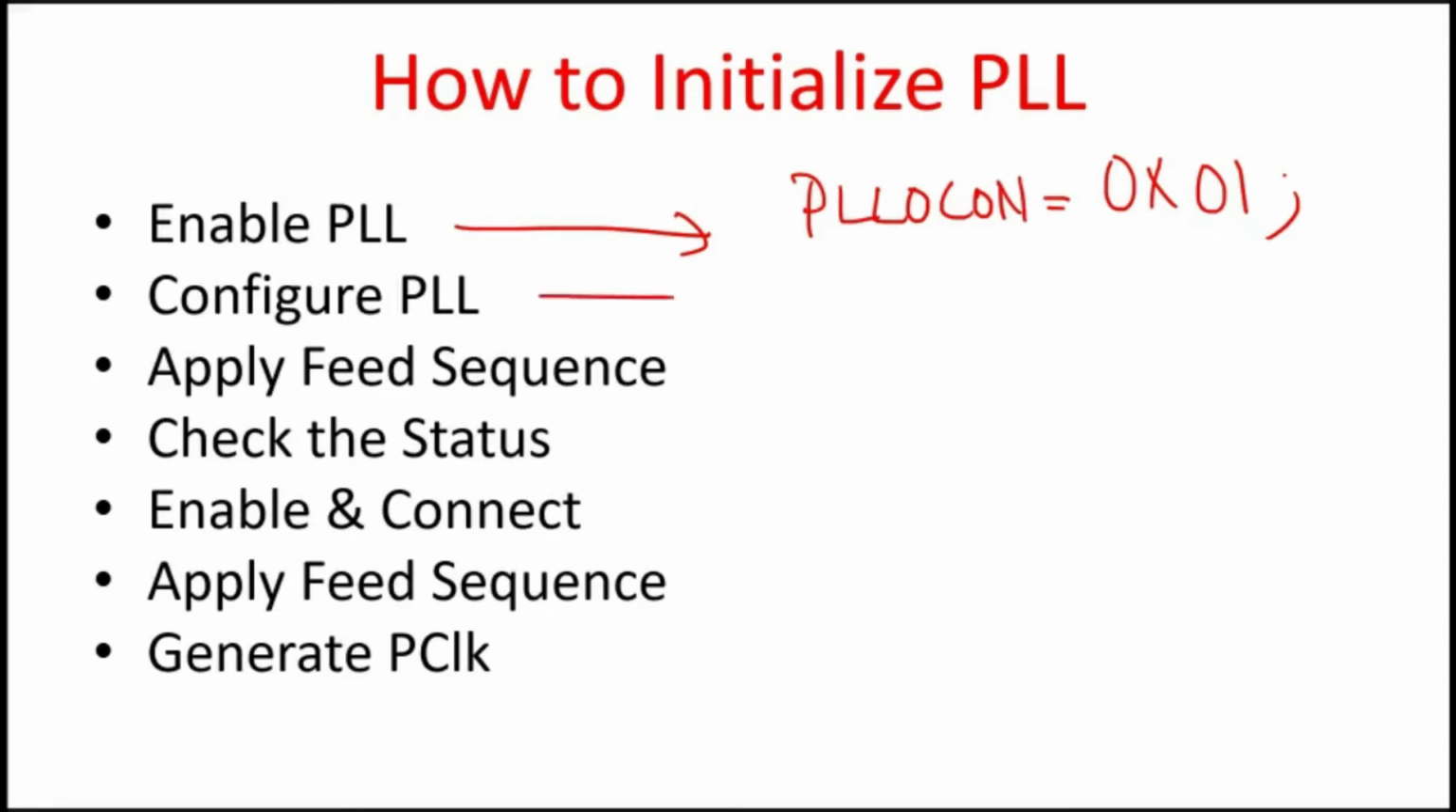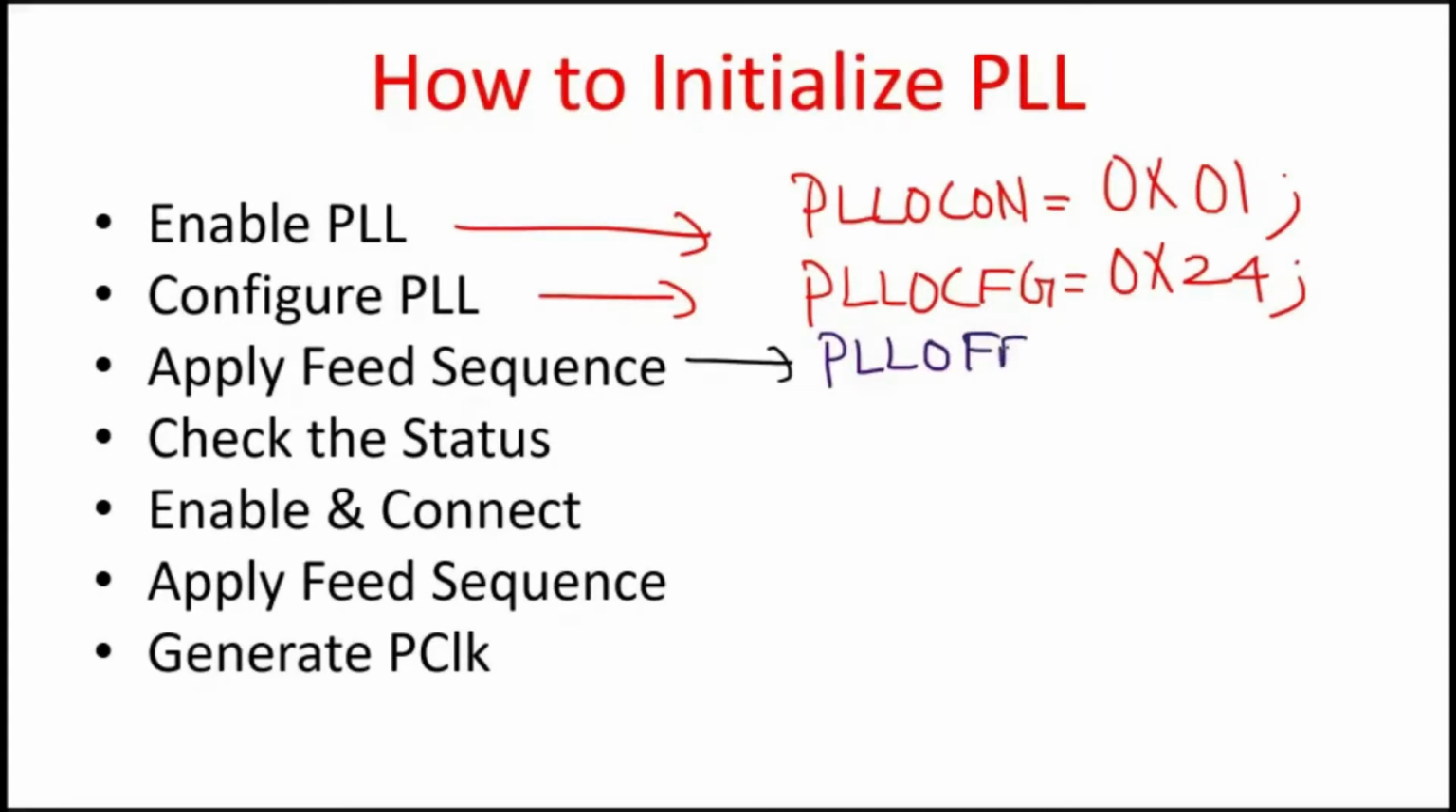PLL 0 configure register equal to, I have to load M select and P select. So what is the value that I have to load? Hexadecimal 24. Hexadecimal 24 is for M is equal to 4 and P equal to 2. Then you have to apply the feed sequence. What is feed sequence? PLL 0 feed equal to hexadecimal AA and PLL 0 feed equal to hexadecimal 55.